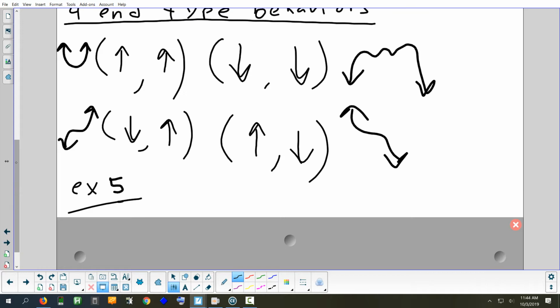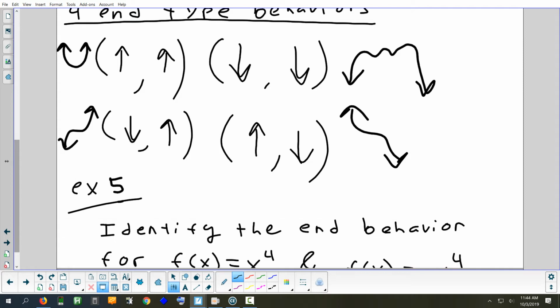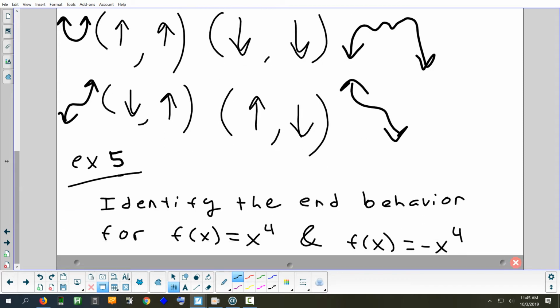Now, what we want to be able to do is identify, just by looking at it, which one of the 4 it is. So we're going to practice that in a second. But let's do this. Let's graph just y equals x to the 4th, and we want to identify the end behavior.